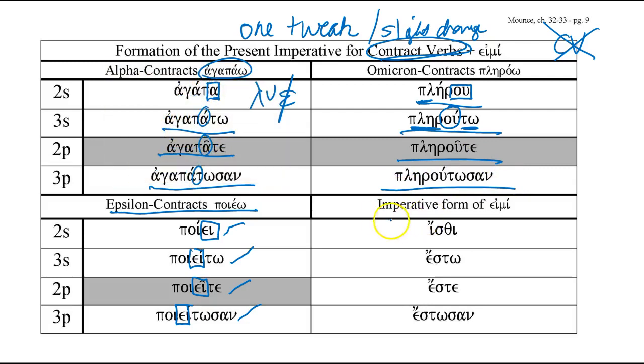And then for the imperative forms of eimi, these will have to be memorized. These are written out. Remember, eimi is one of the most irregular forms in your vocabulary, and therefore, with each new mood or tense, you have to simply memorize its form.